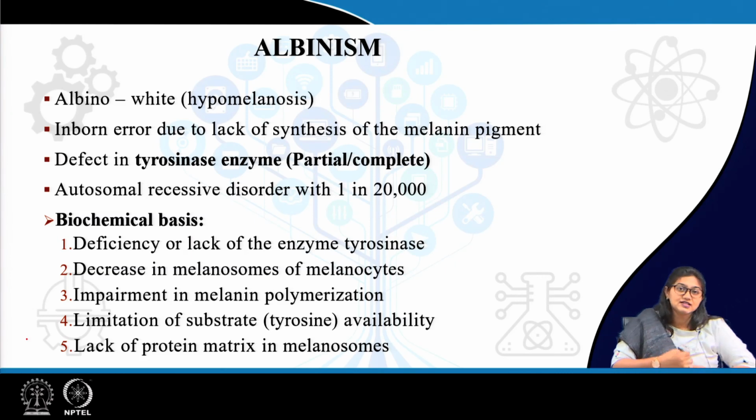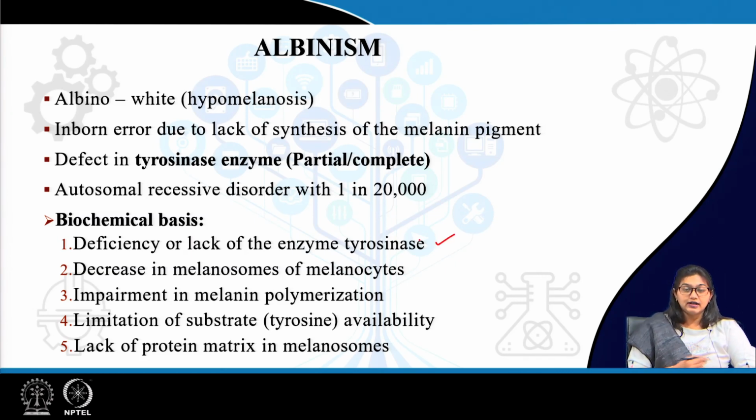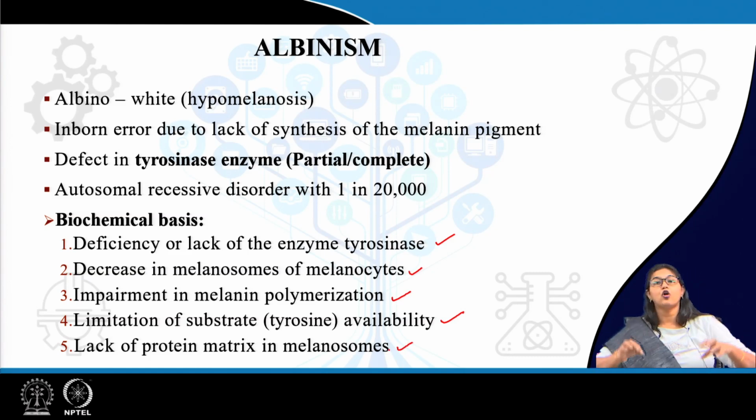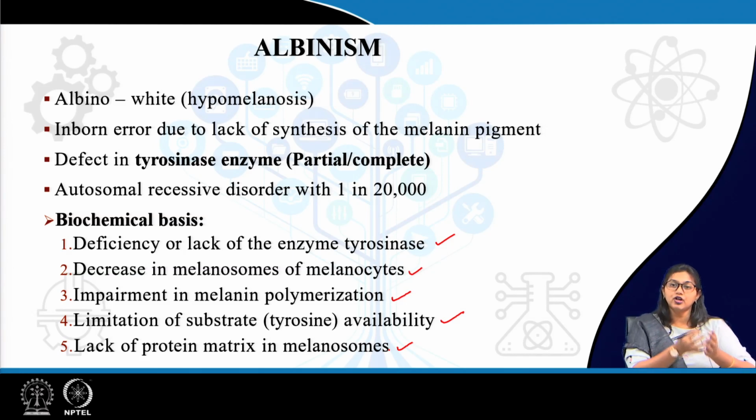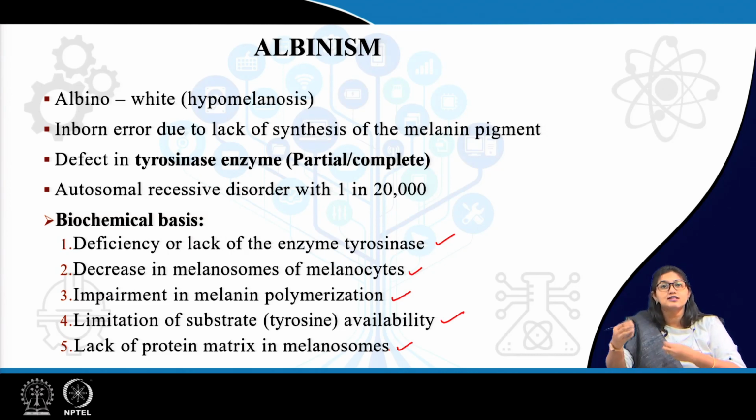What is the biochemical basis? Definitely tyrosinase enzyme function is lost, as well as melanosomes of melanocytes are decreased. Polymerization of melanin is defective. Substrate tyrosine availability can be defective. Also, the protein matrix in the melanosome can be defective. See, in all these ways the melanin synthesis can be hampered, starting from the unavailability of the substrate to the defect in the suitable environment in terms of melanocytes or melanosomes, and enzyme deficiency. All these can cause a generalized melanin deficiency.